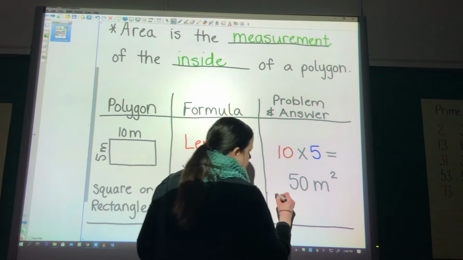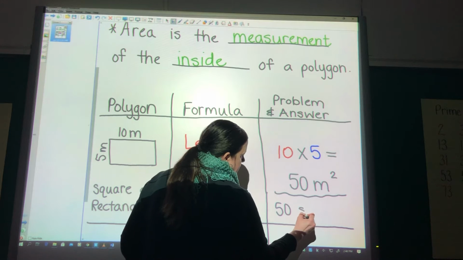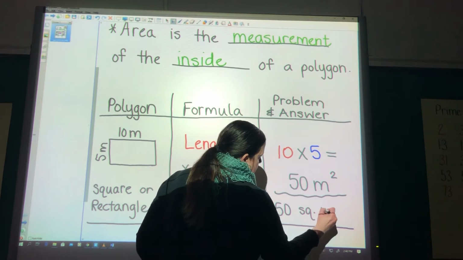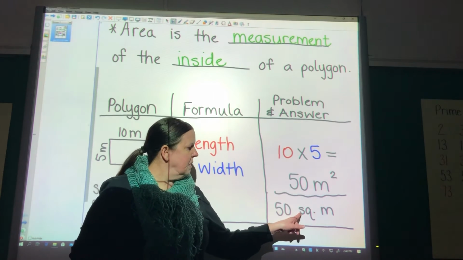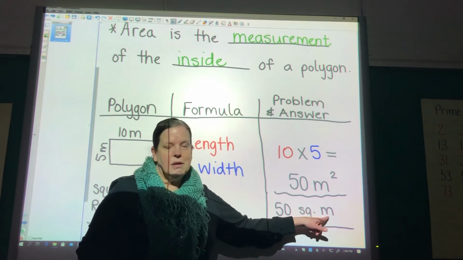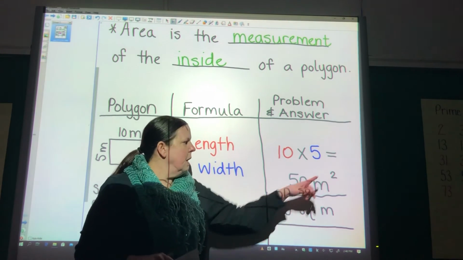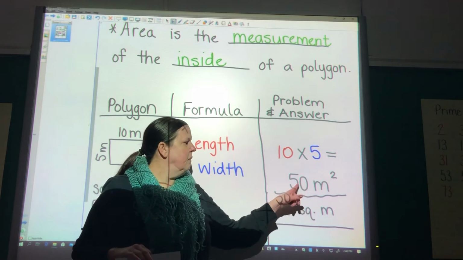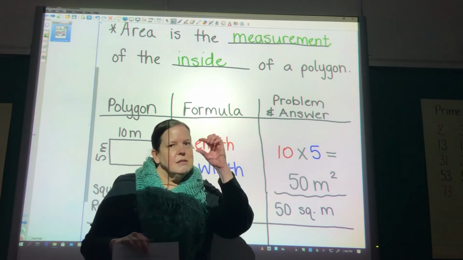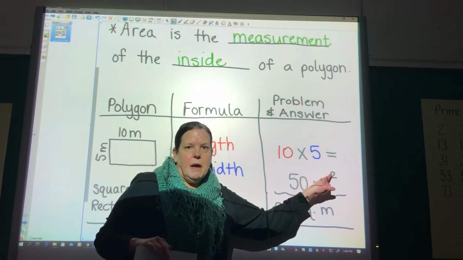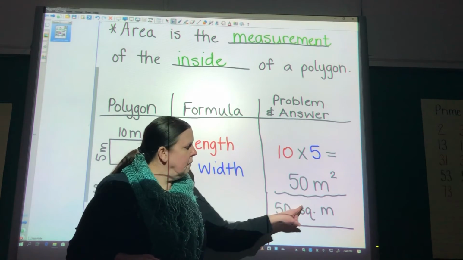Another way to write that would be 50 square meters. They mean the same thing. For this one you would put the SQ period for square and then your M for meters. When typing on a keyboard, it might be hard to do the square, but I don't want you putting 50M with a big 2. I don't want that. The 2 has to be an exponent up in the air. If you are not able to do that, you have to do the square meters like this.